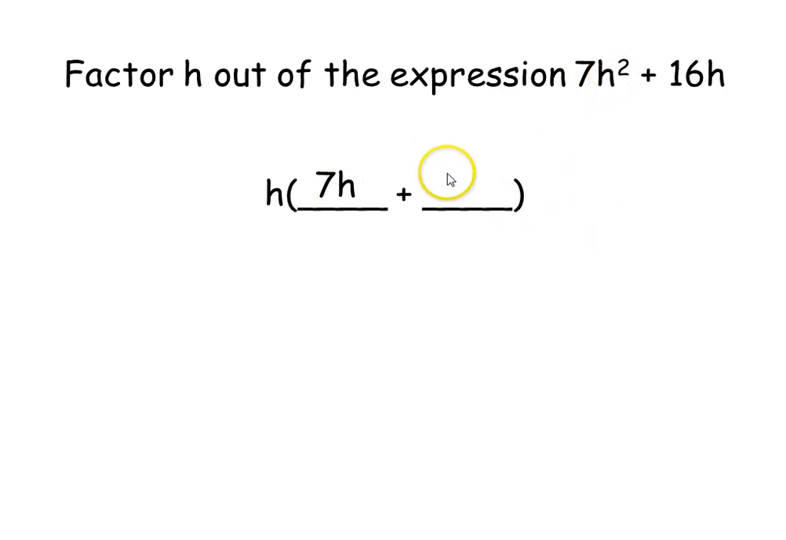And then we have a blank here. We want this to be 16h once we distribute this h. h times what gives us 16h? That would be 16. h times 16 is 16h. So if we were to write that without the blanks, we would write h times the quantity 7h plus 16.